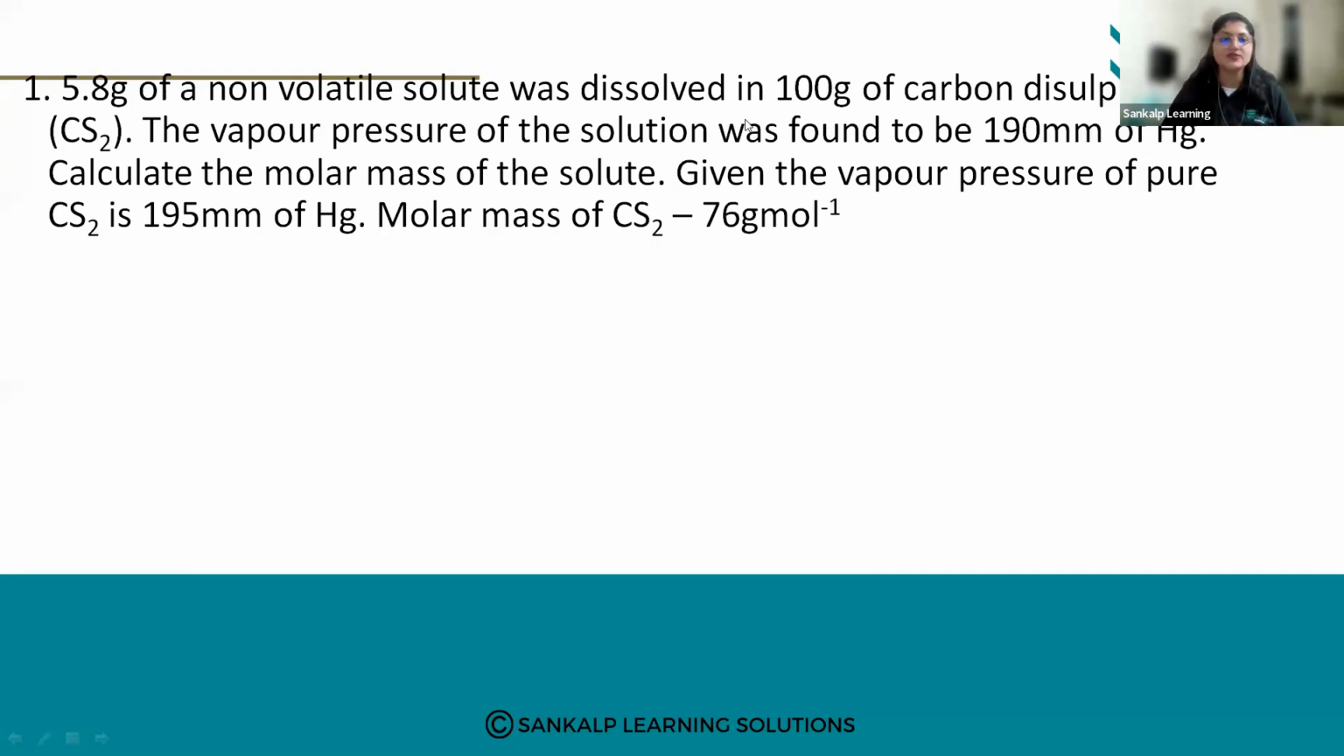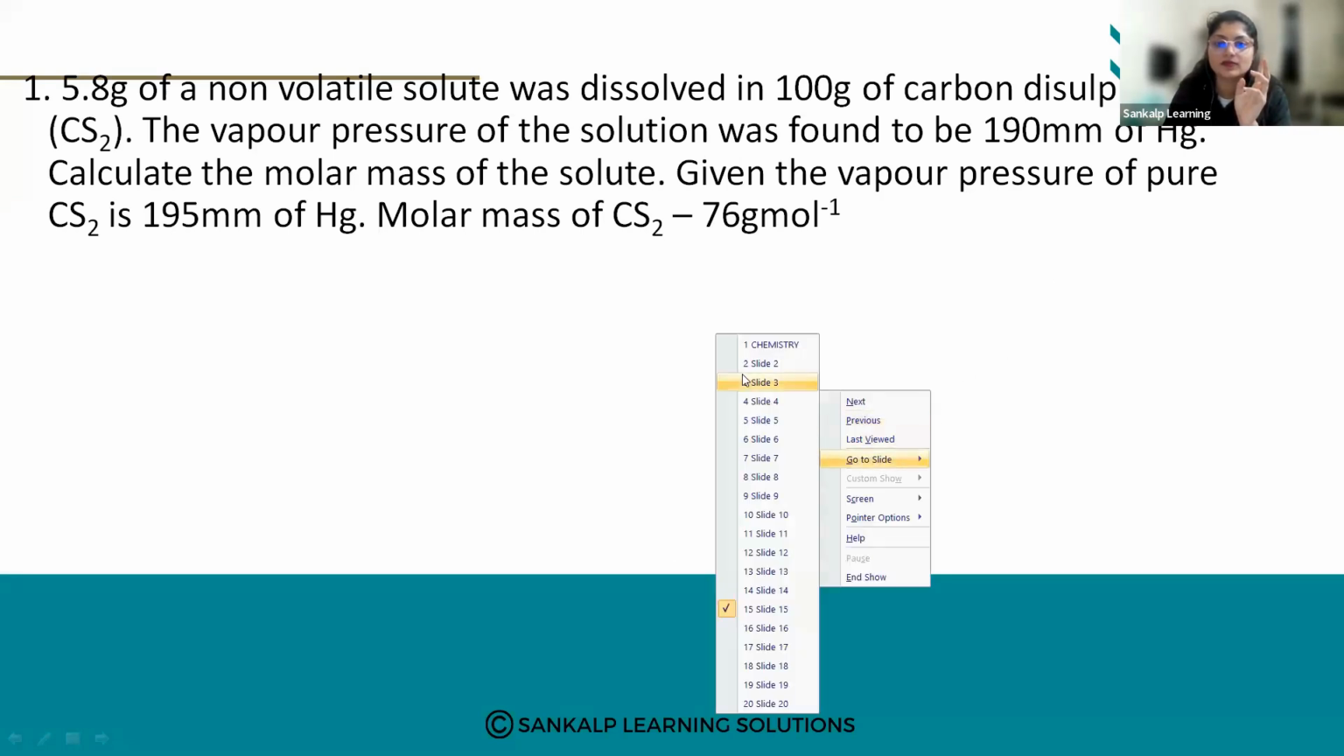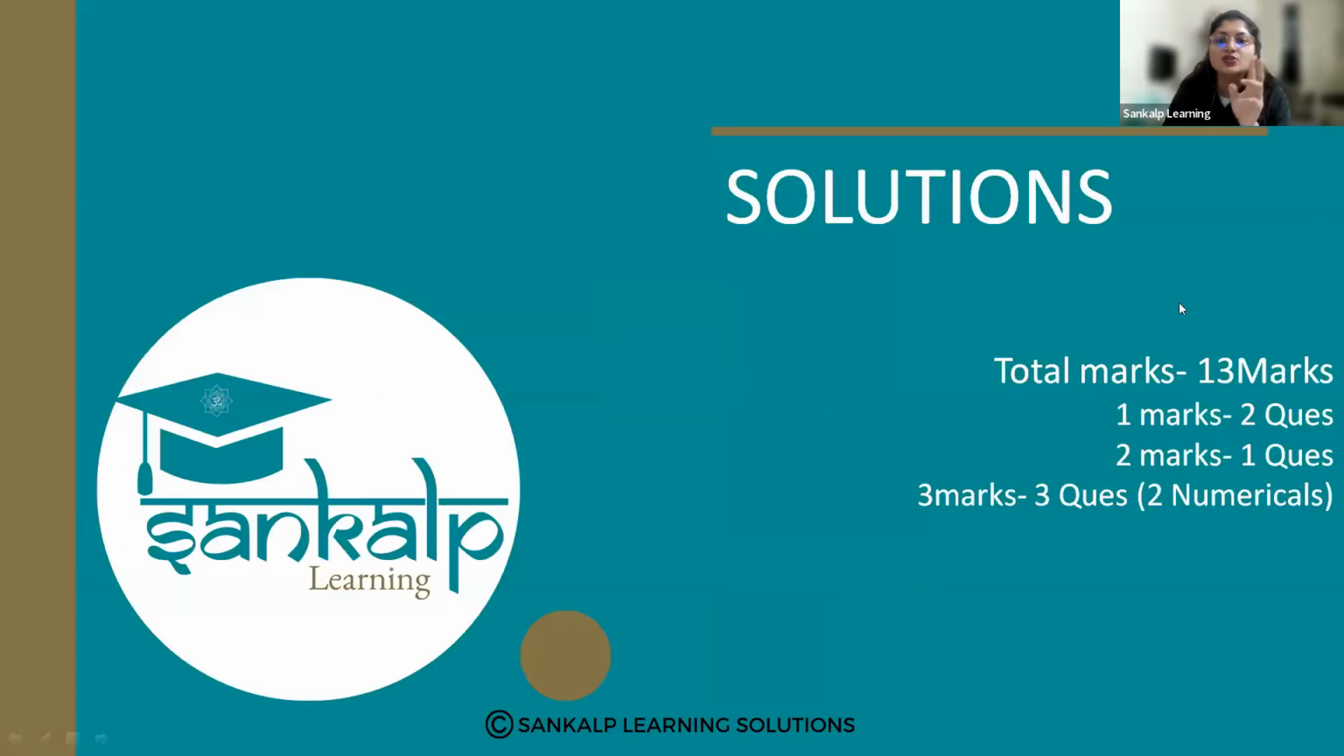Fine. So with this, we have completed the 2 marks questions. Now, as we know, for the solutions chapter, 1 mark, 2 questions are there. 2 marks, 1 question is there, and 3 marks, 3 questions.